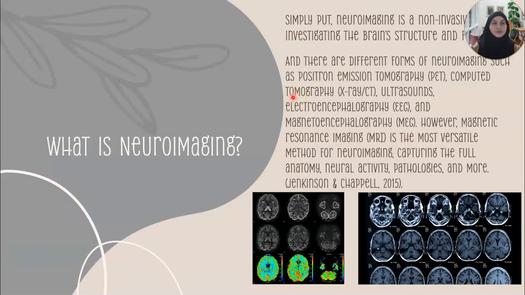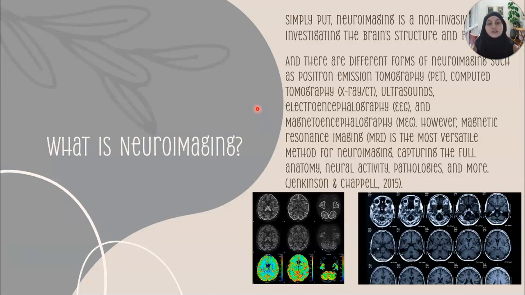What is neuroimaging? Simply put, neuroimaging is a non-invasive form of investigating the brain structure and functions. And there are different forms of neuroimaging such as positron emission tomography, PET scans, computed tomography, X-rays and CTs, ultrasounds, electroencephalographies, EEGs, and magnetoencephalographies, MEGs.